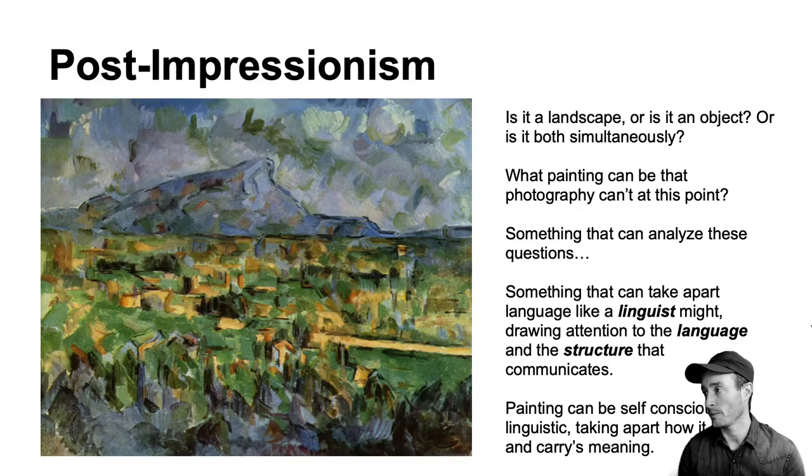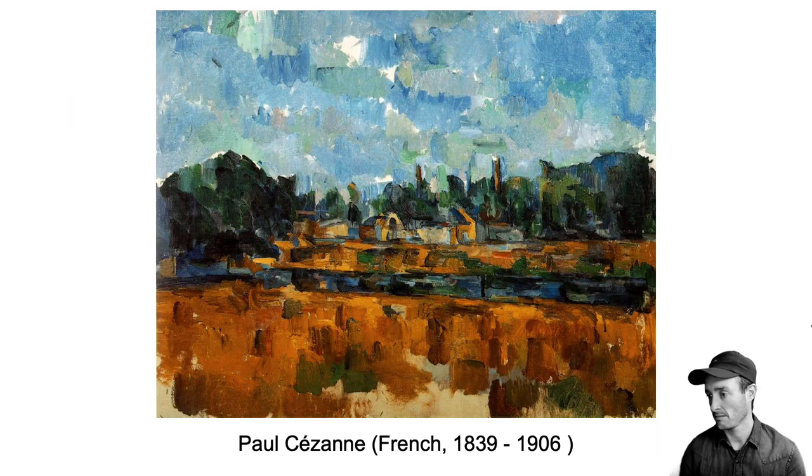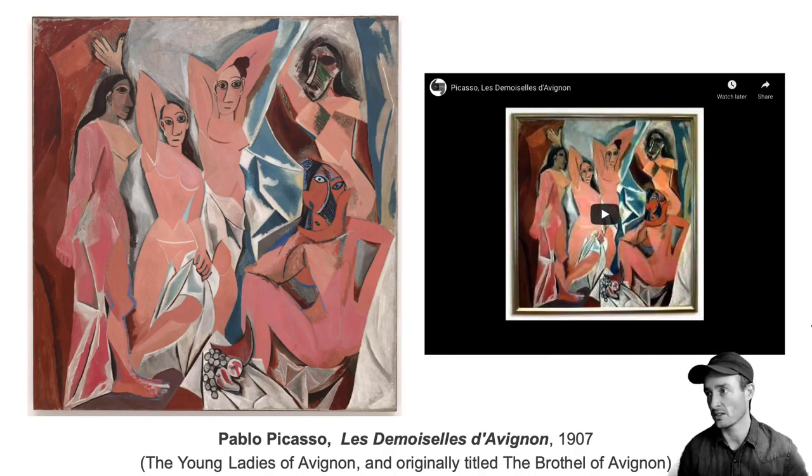What painting can be that photography can at this point is maybe something that can analyze these questions, something that can take apart language like a linguist might, draw attention to the language and the structure that it communicates, right? The language and structure that painting communicates. Painting can be self-consciously linguistic, taking apart how it conveys and carries meaning. So Cezanne, it's really nice to see it when it's an object on the wall.